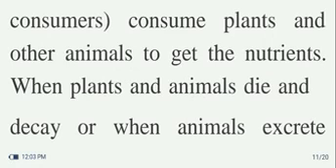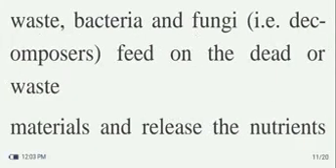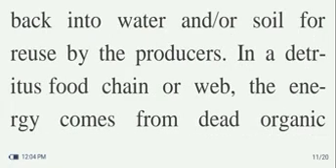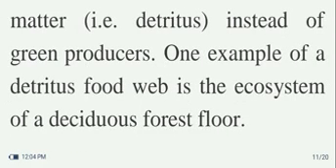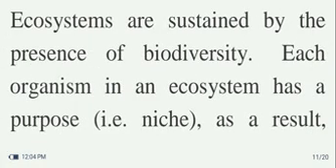Animals, the consumers, consume plants and other animals to get the nutrients. When plants or animals die and decay, or when animals excrete waste, bacteria and fungi, the decomposers, feed on the dead or waste materials and release the nutrients back into water and soil for reuse by the producers. In a detritus food chain or web, the energy comes from dead organic matter, detritus, instead of green producers. An example of a detritus food web is the ecosystem of a deciduous forest floor.